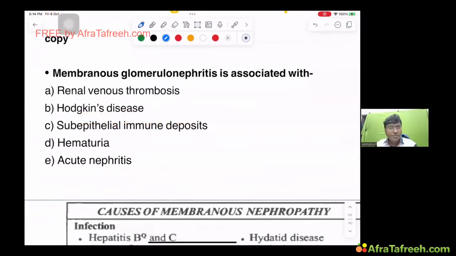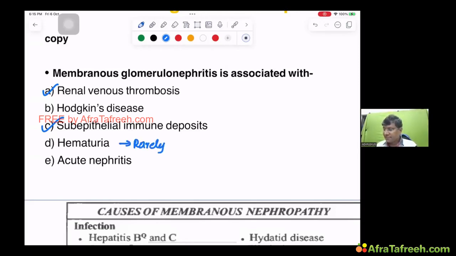Membranous glomerulonephritis is associated with multiple answers. They're associated with renal vein thrombosis, right? Associated with subepithelial immune deposits. And very rarely they can have hematuria, right? So the answer is A, C, and D.